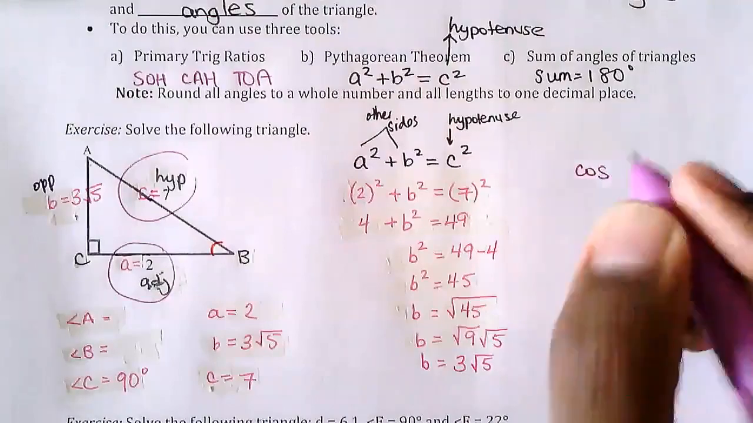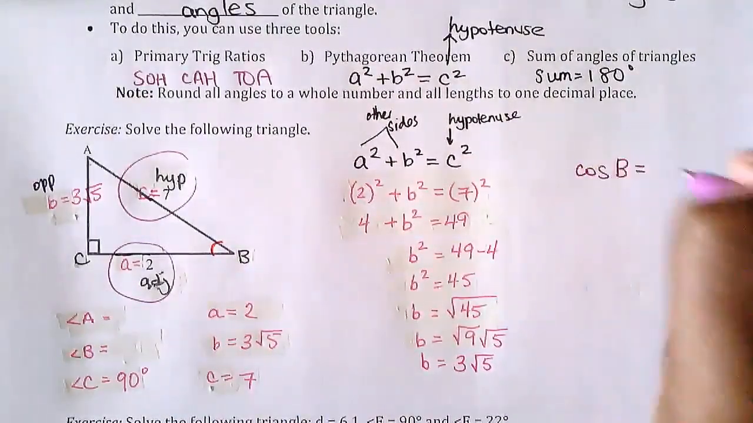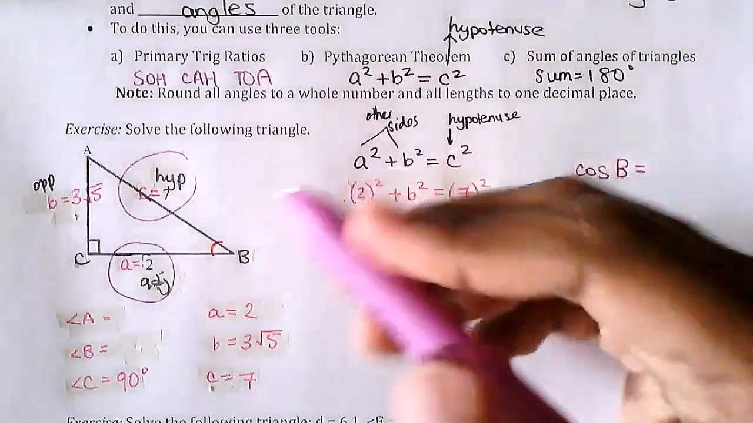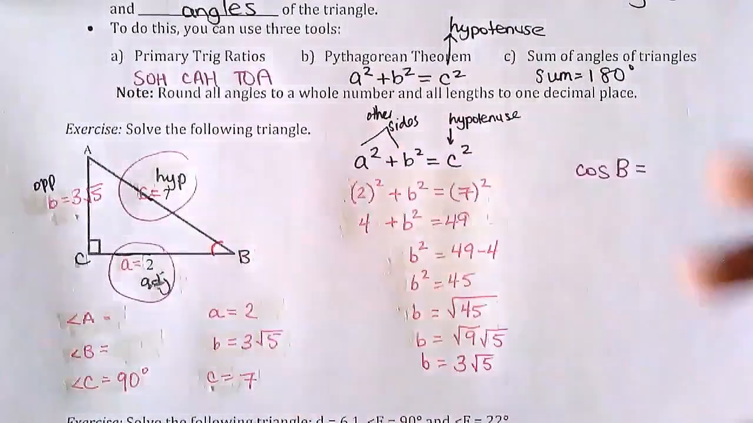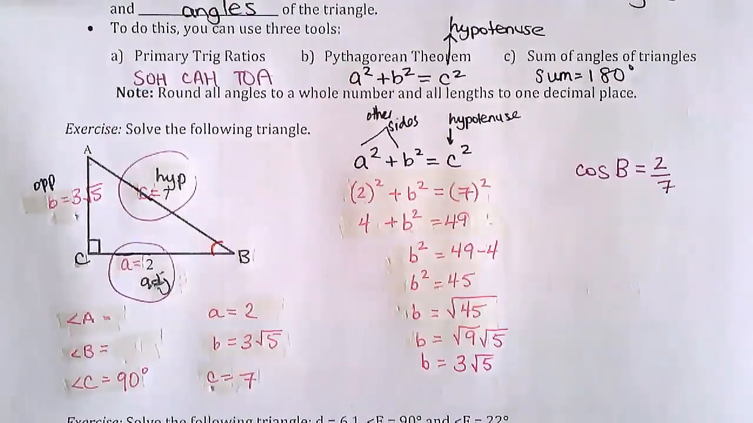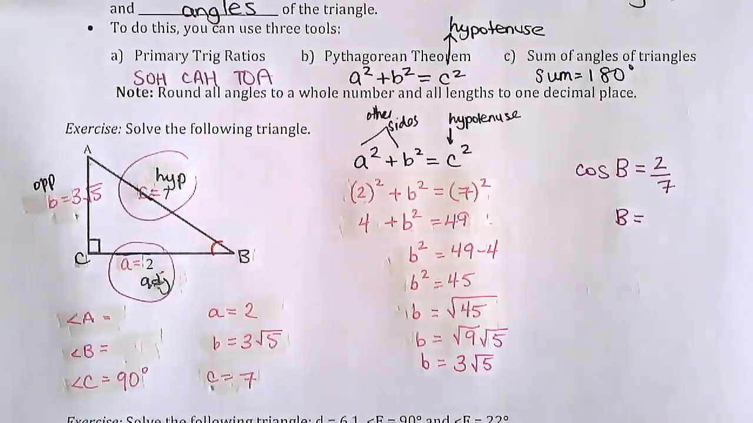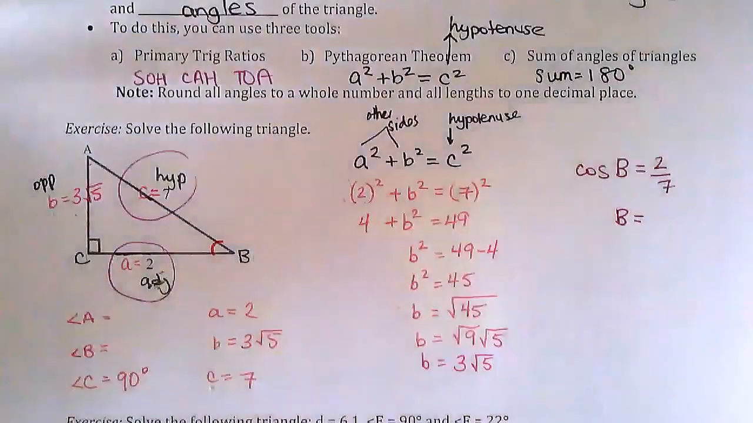So the cosine of your angle of interest, which we don't know, so angle B, is equal to adjacent over hypotenuse, where adjacent is 2 and hypotenuse is 7. So I have cos B is equal to 2 over 7. I want to isolate for the angle here. Remember, when we're isolating for the angles, we use the inverse trig ratio.